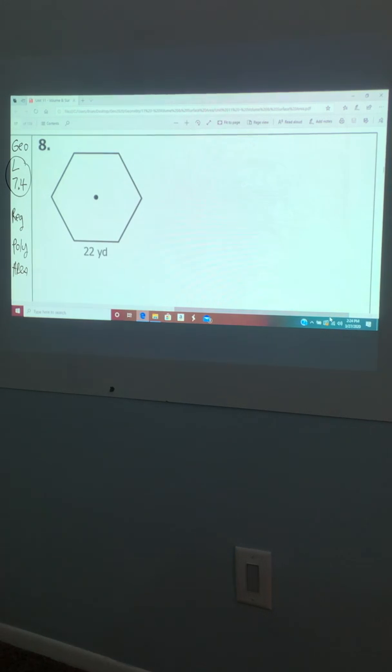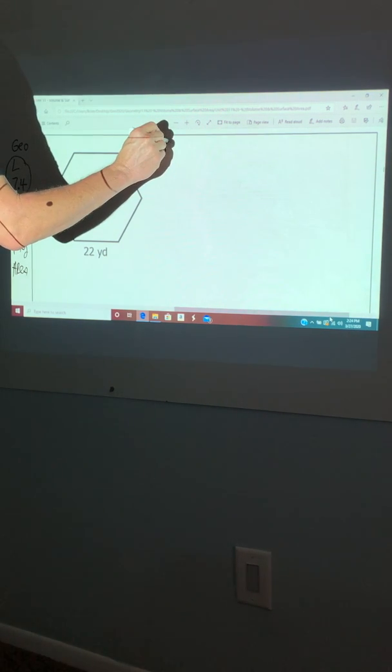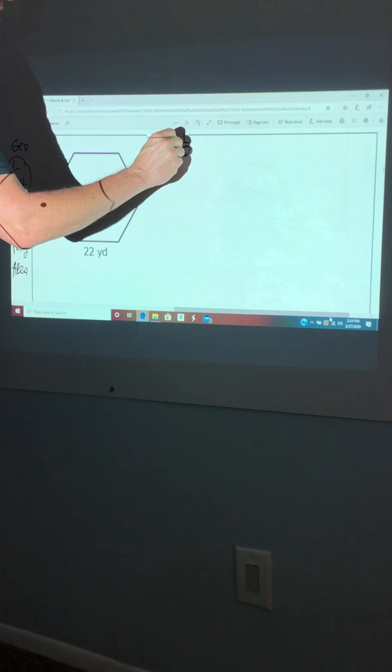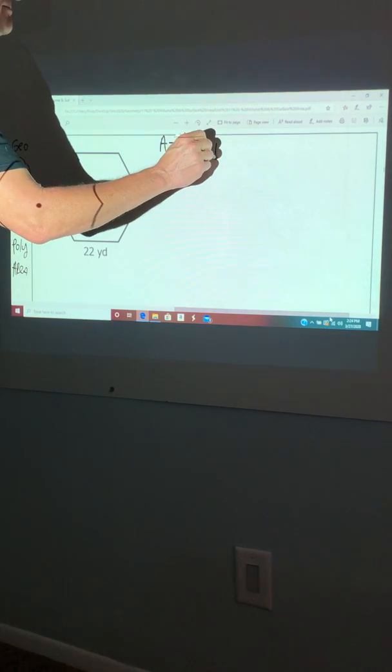Okay guys, lesson 7.4. I thought we'd do a part 2 on the area of a regular polygon. Okay, so here we go. Area of a regular polygon. The hardest part of this unit, honestly, is getting the right formula. It is 1/2 apothem times perimeter.